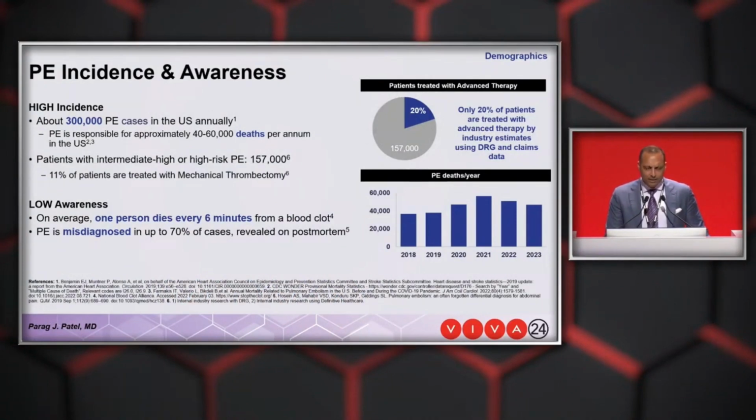As we all know, PE incidence is quite high, with estimates of about 300,000 PE cases in the U.S. annually. We believe estimates suggest 40 to 60,000 deaths per year related to PE, and approximately 157,000 of these patients are deemed intermediate high or high-risk patients. However, only about 20% of these are offered or treated with advanced therapies, by all best estimates.